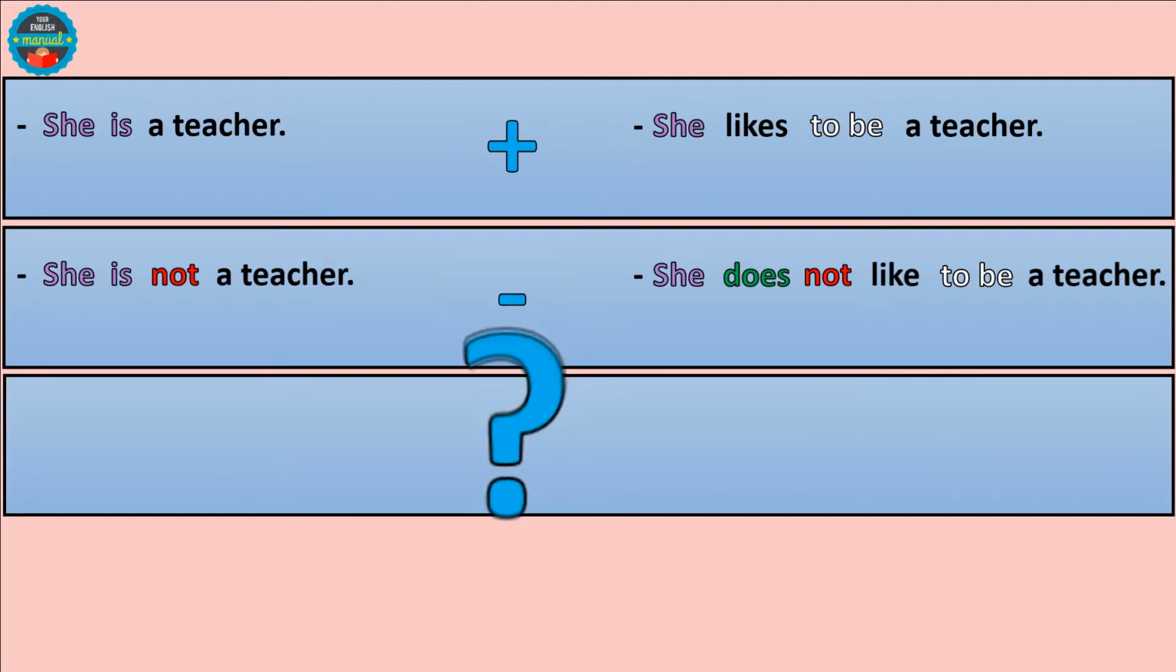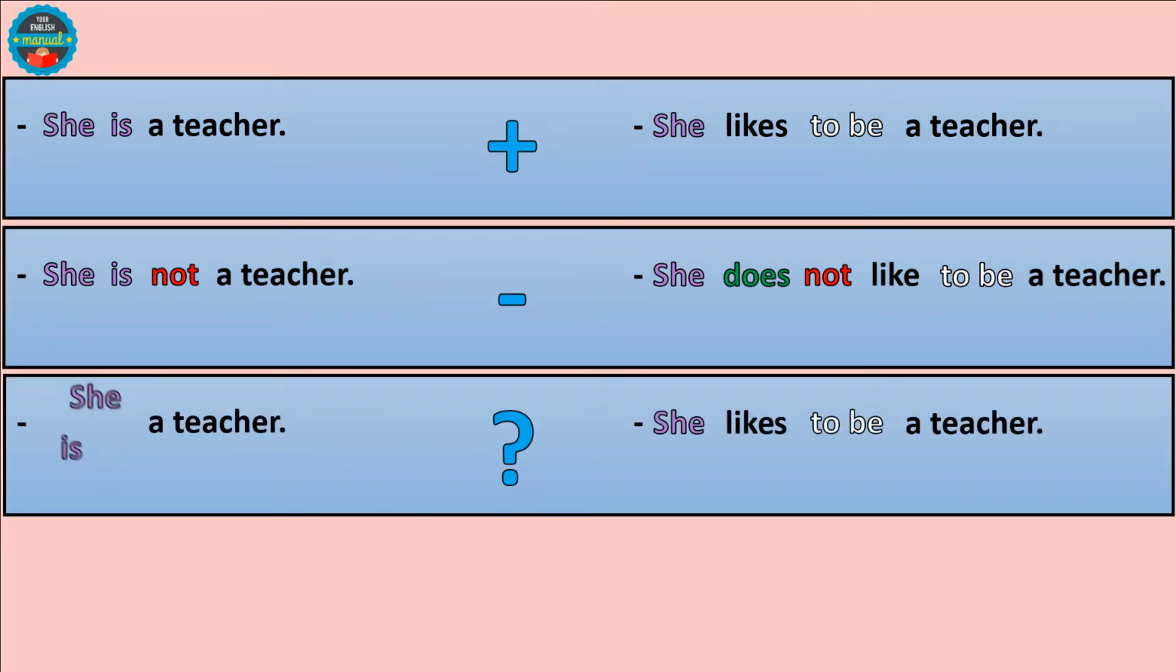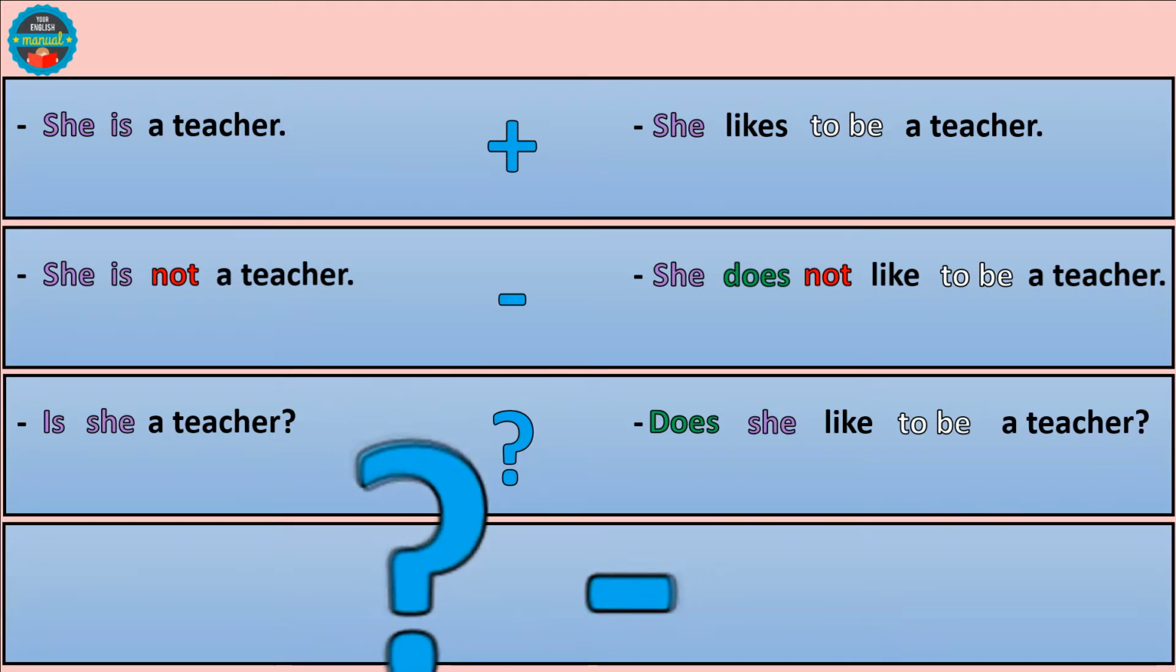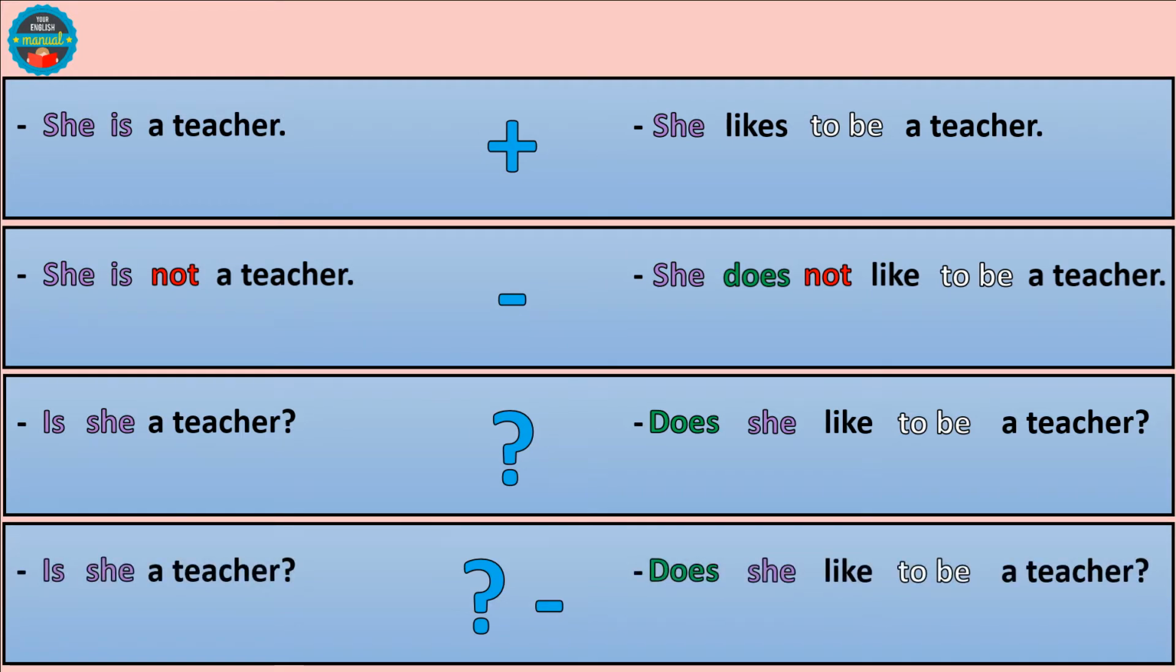The interrogative of the first one is: is she a teacher? While the second one is: does she like to be a teacher? At last, the negative interrogative of the first one is: isn't she a teacher? And the second one is: doesn't she like to be a teacher?